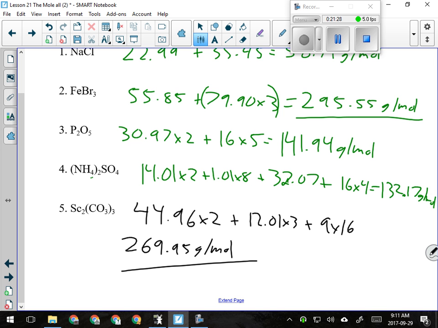Okay. Calculating molar mass making sense to everybody? Okay, all right. So it's not too tough, right? Basically, you just got to look them up on the periodic table, add them up. Okay, pretty straightforward.